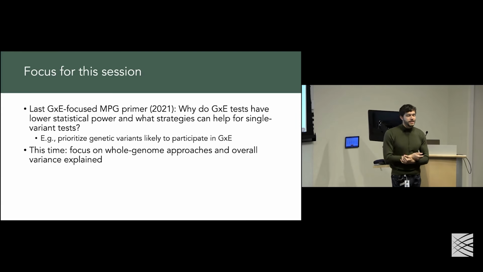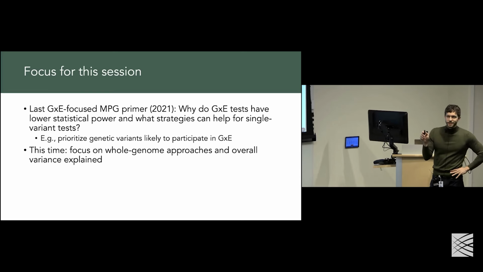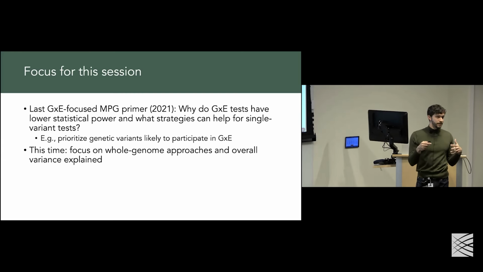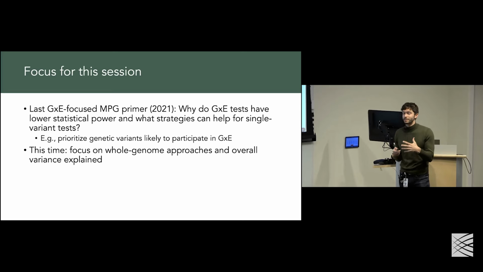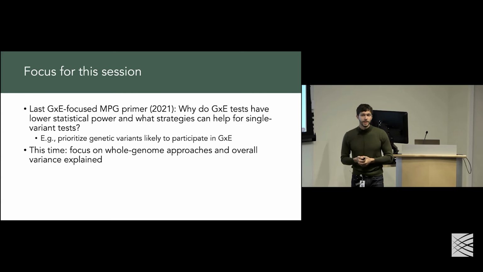So as I mentioned, a couple of years ago, I focused a G by E related primer on single variant tests. Why are they often lower power than genetic main effects, and what can we do to improve that power? This time I want to focus more on this whole genome approach and the idea of what variance is explained by G by E, how much is it, how do we think about that question?